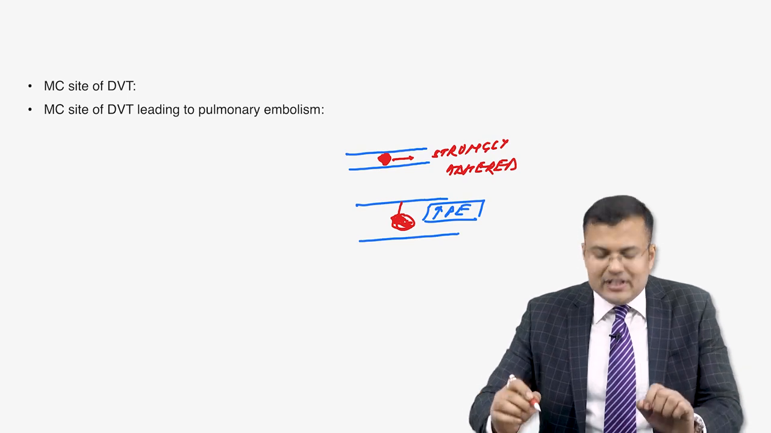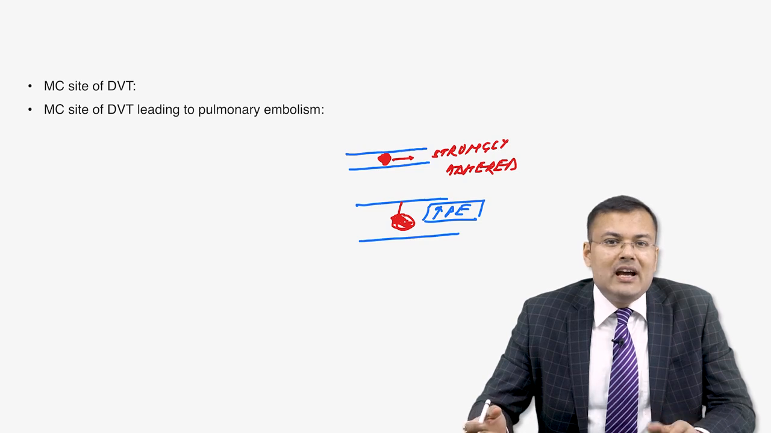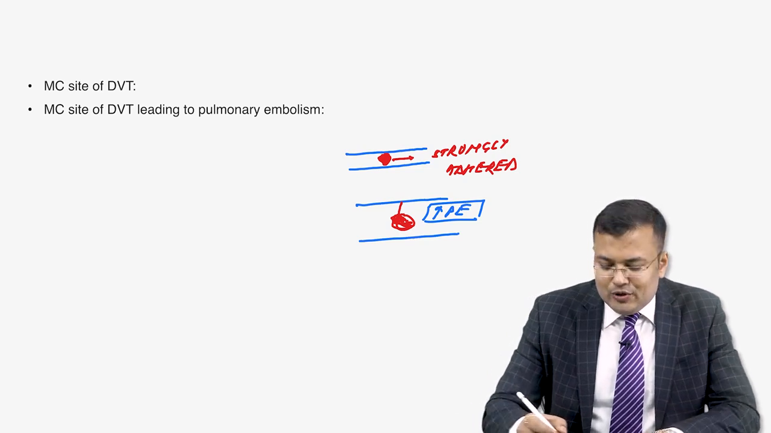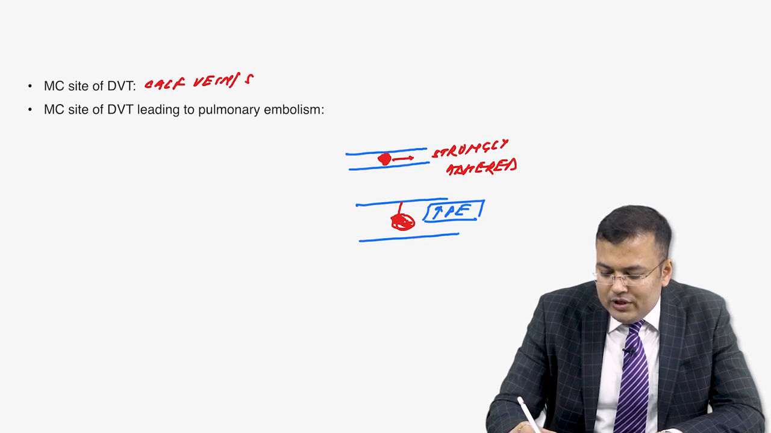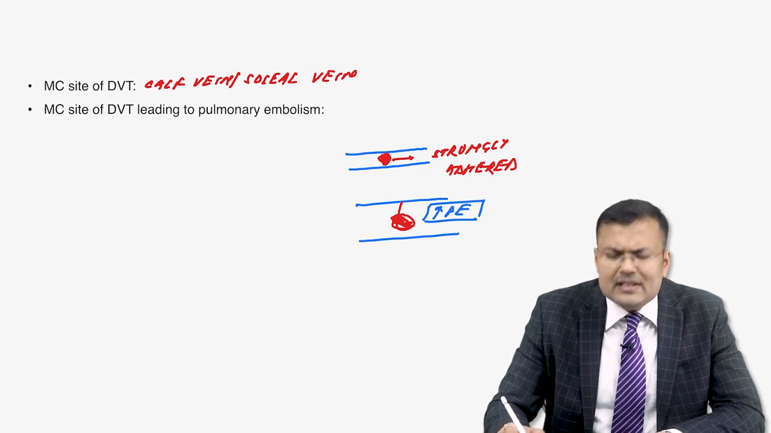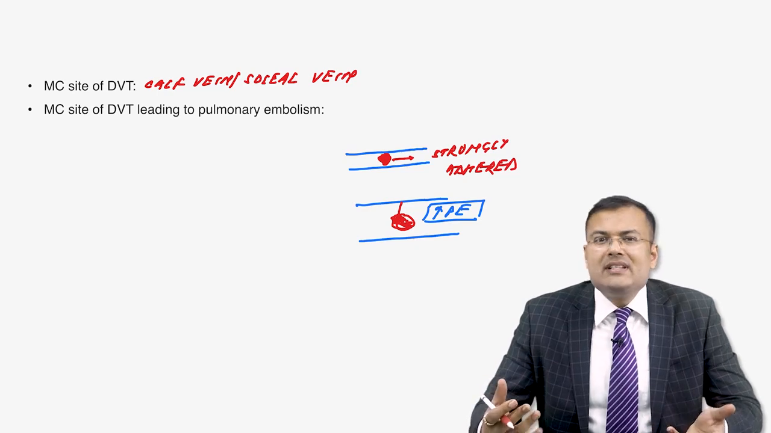So, important questions I'm going to discuss. First, tell me, what is the most common site of DVT? Calf vein or soleal vein. So the most common site of DVT is the calf vein, which is also known as the soleal vein. We discussed that there are lesser chances of pulmonary embolism if the thrombus is in a smaller vein.